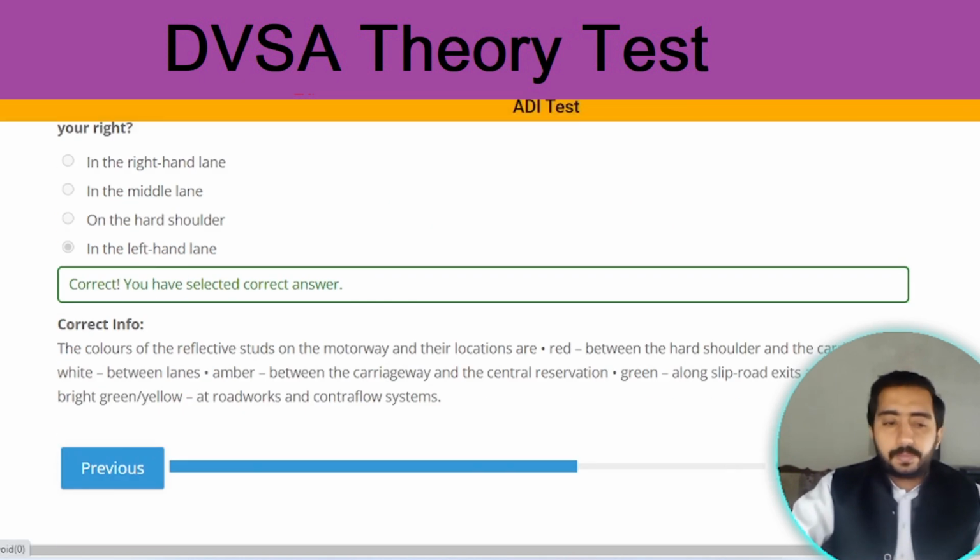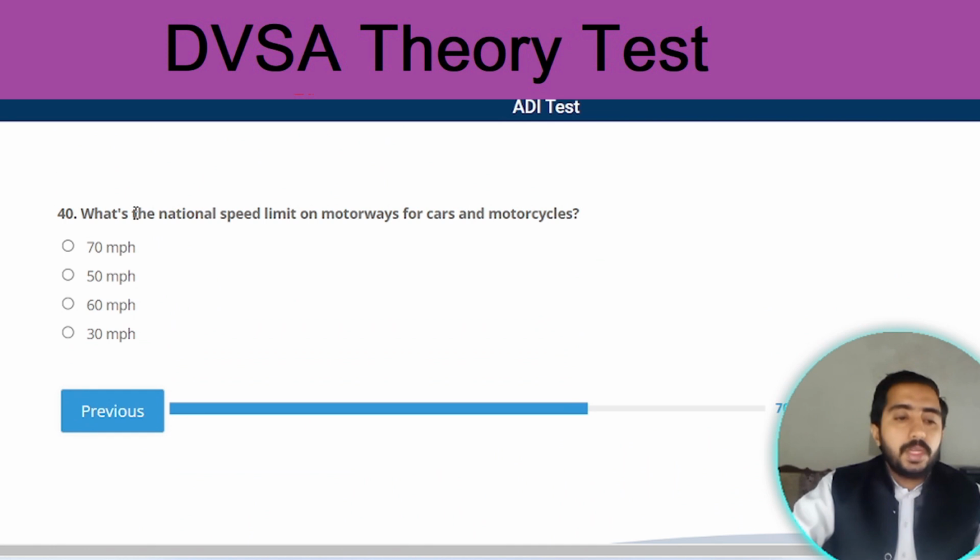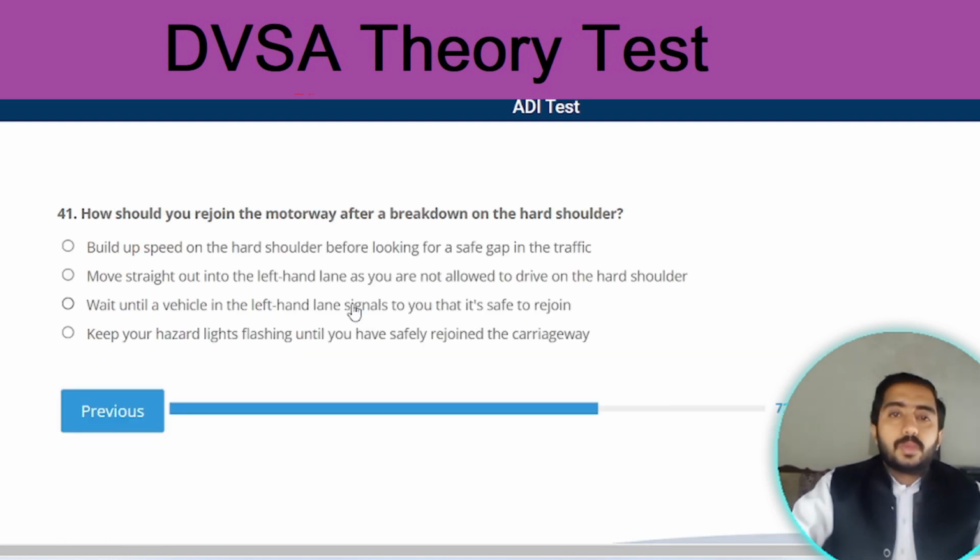Next question. Question number 40. What is the national speed limit on a motorway for cars and motorcycles? The correct option is 70 mph. Next one.